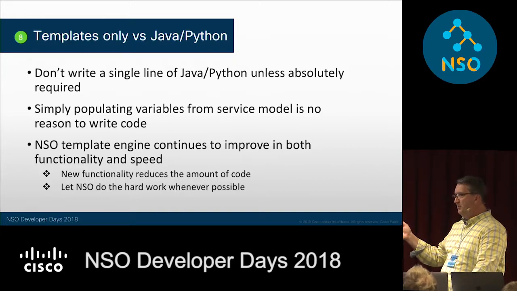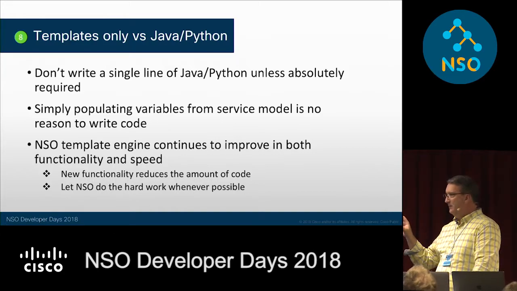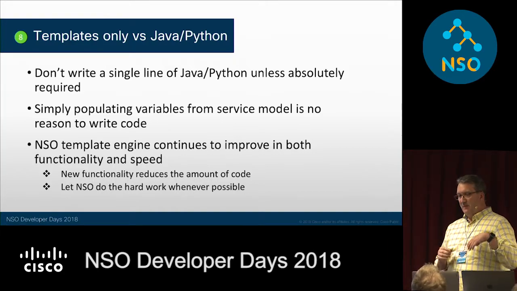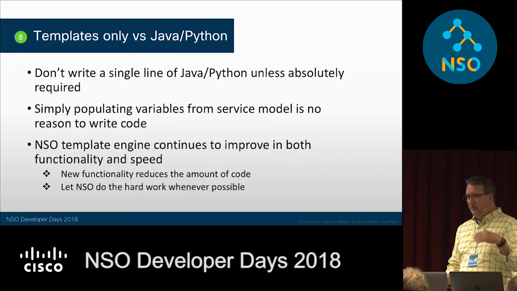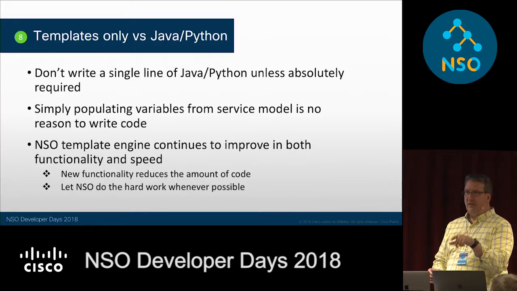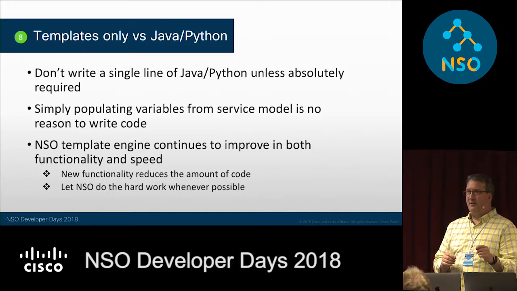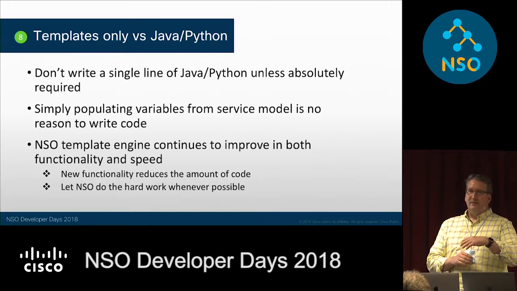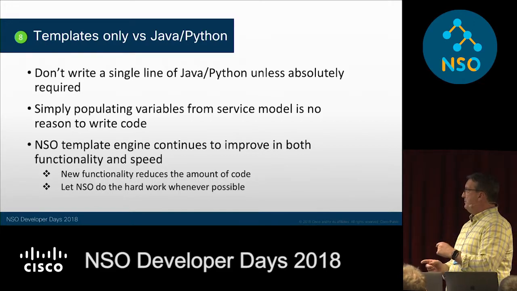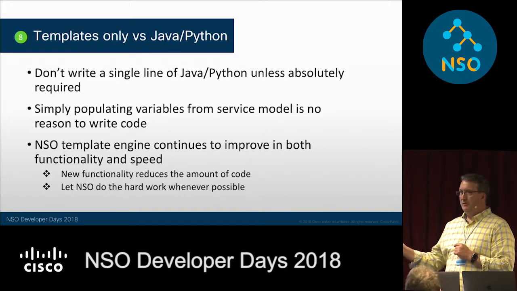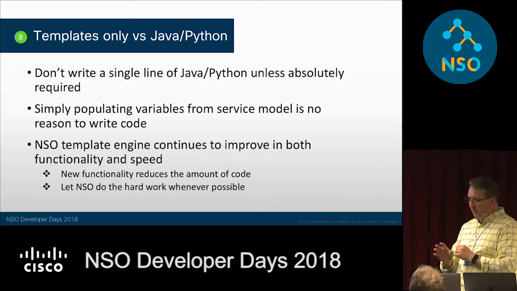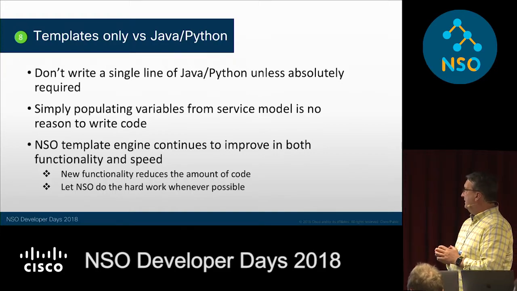And one popular design thing that I've seen is you build your service and you have a template with $ variables, and then people write Java code to extract the service model parameters and then populate a template. So that's a bad reason to write code. Don't do that. There's no reason for that.